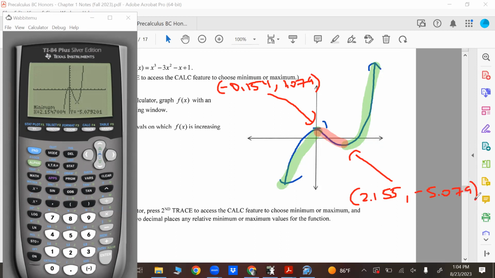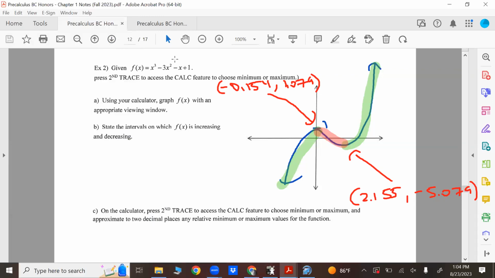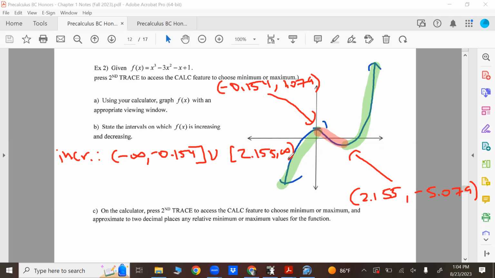Okay. So now when I state the intervals where it's increasing and decreasing, to actually answer these questions now I can do it. I got all the data I need. Where am I increasing? I'm increasing from negative infinity up to negative 0.154, bracket, union, bracket, 2.155, comma infinity.